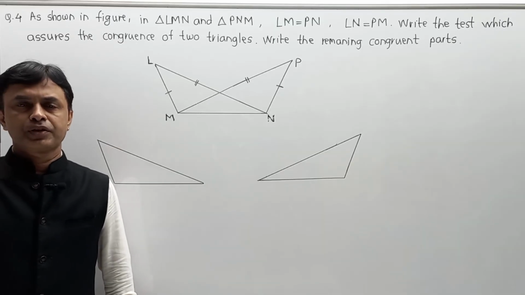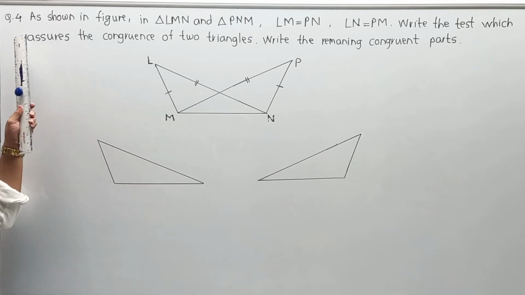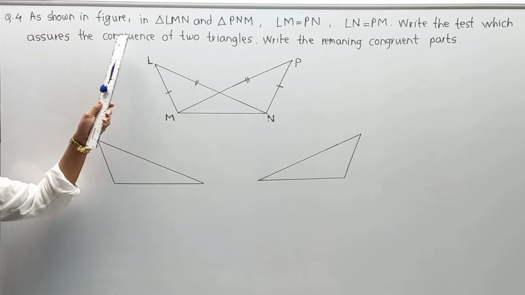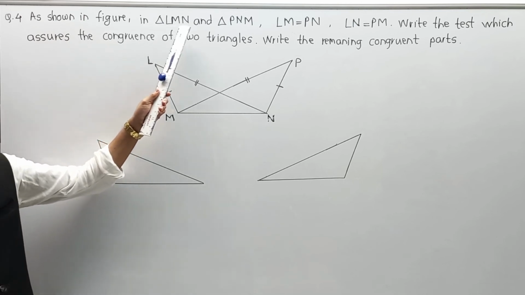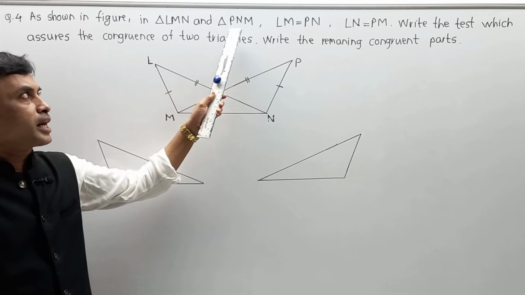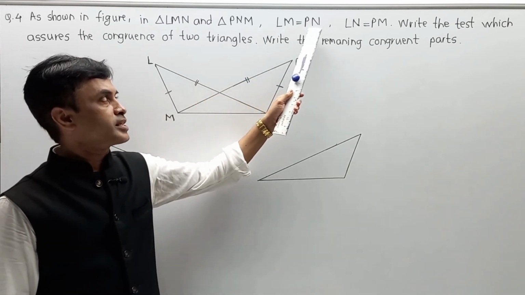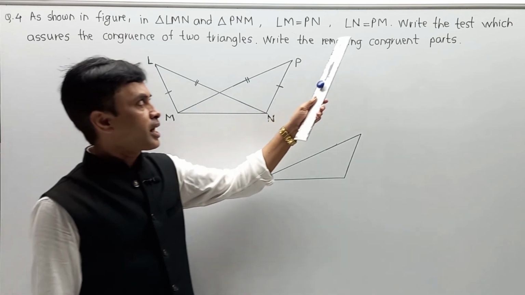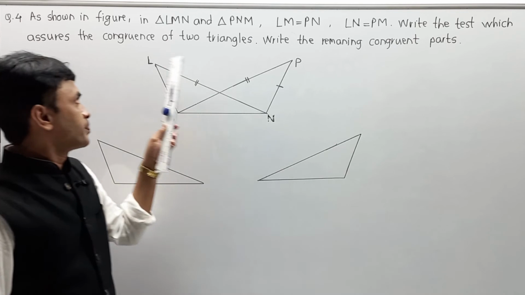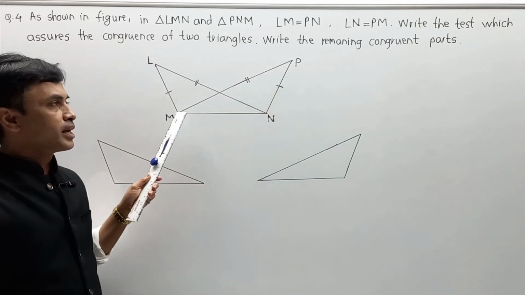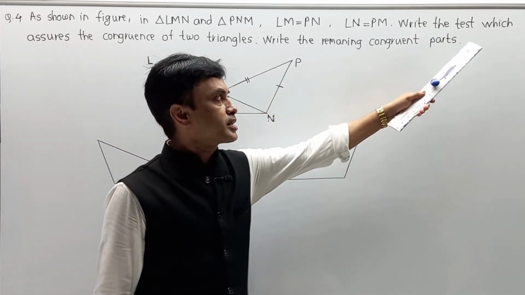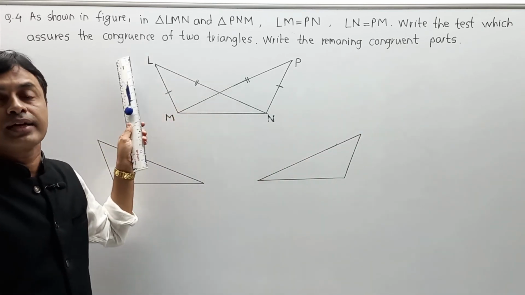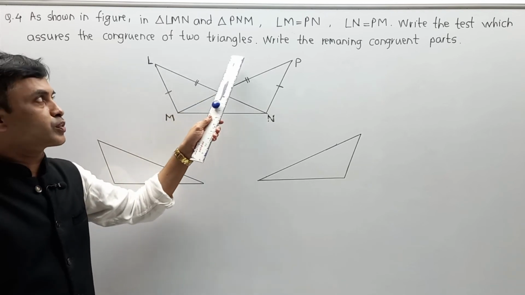Hello friends, continuing with the numerical from the third, we are moving to the fourth question, question number 4. As shown in the figure, in triangle LMN and triangle PNM, LM is equal to PN, LN is equal to PM. Write the test which assures the congruency of two triangles.